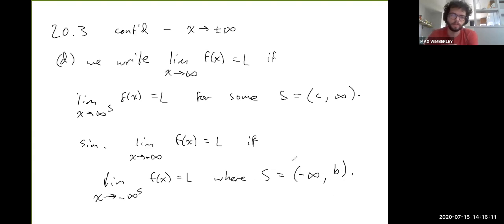So that's all for this section. And then I think in the next one, we'll look at a couple of examples and we'll go from there.